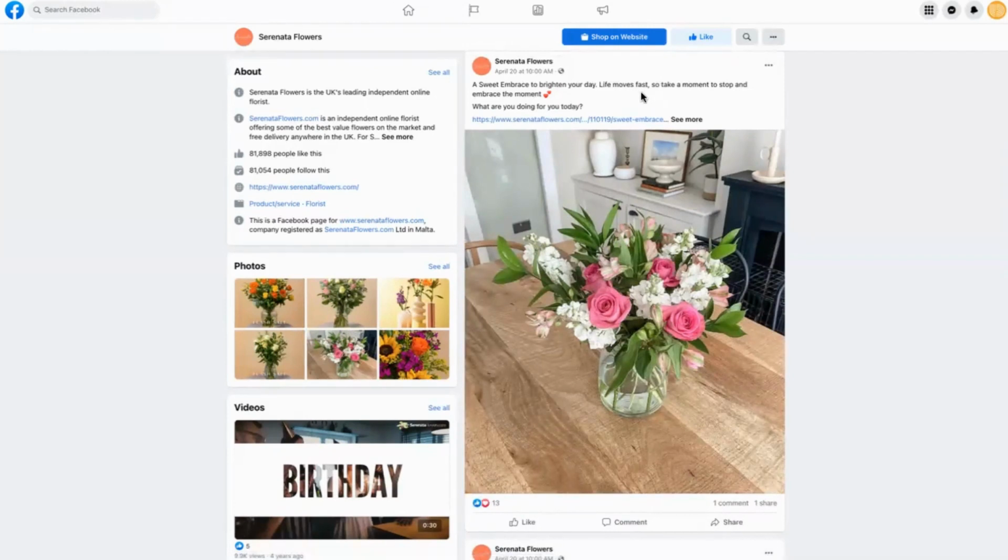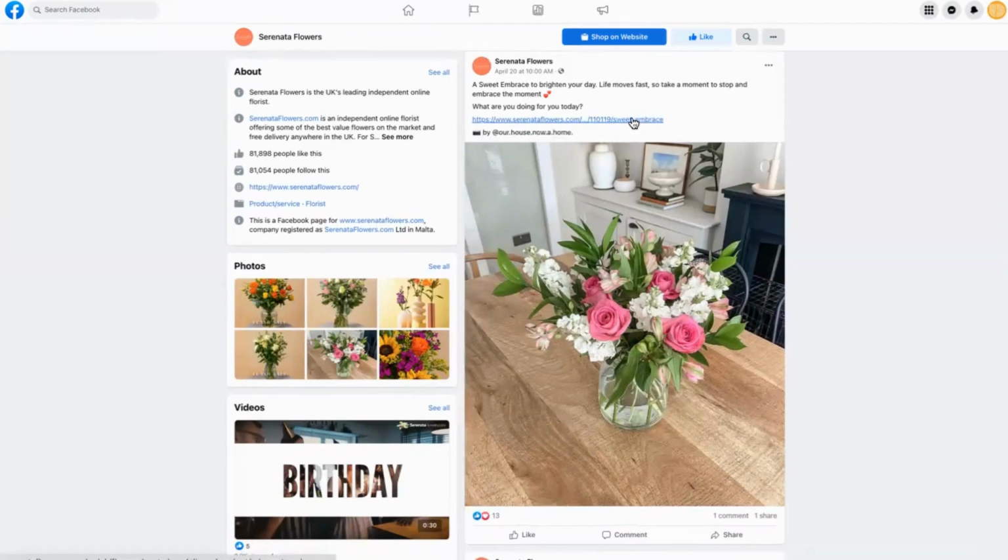Life moves fast, so take a moment to stop and embrace the moment. What are you doing for you today? And they've said sweet embrace because that's actually the flower's name, and then they've put the buy at our house now a home, and so that was the people that actually posted, and that's clearly an Instagram, because it's not actually coming up as a Facebook one.